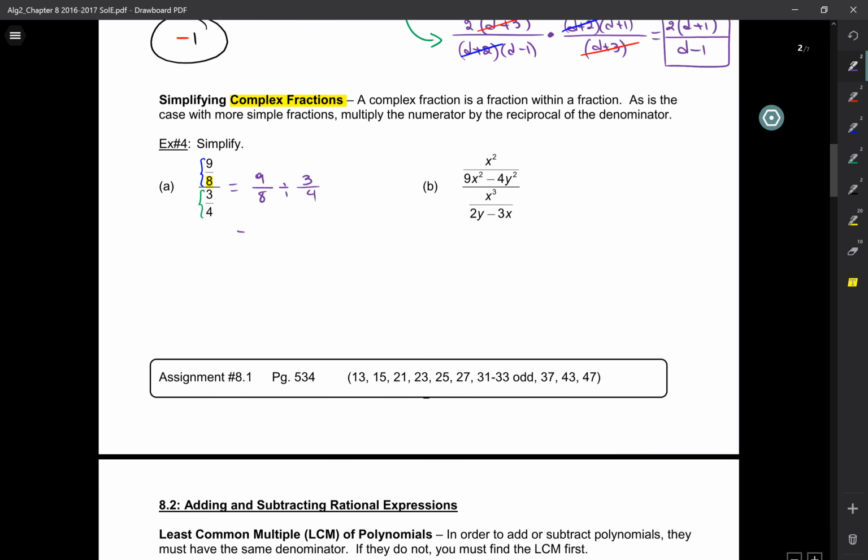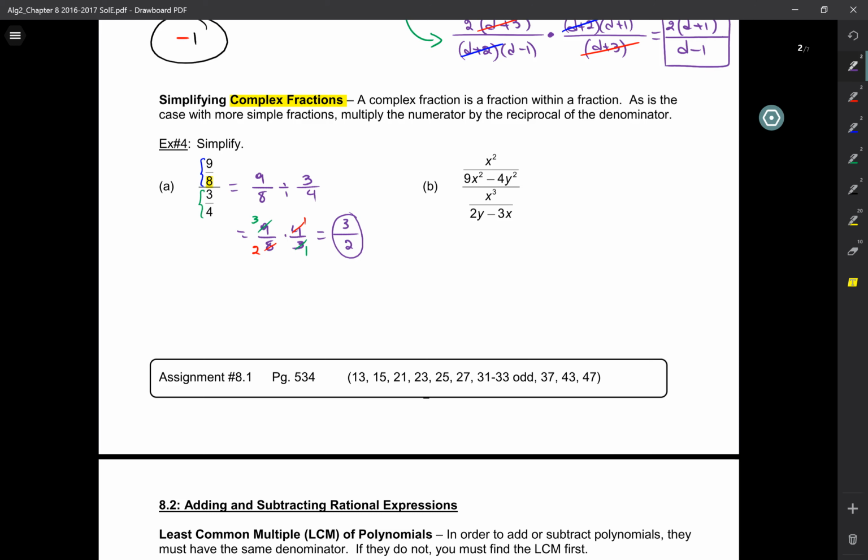So this will just be 9 over 8 times 4 over 3. Divide by 3's, you get a 3 here and a 1 here. Simplify by 4's, you get a 2 here and a 1 here. So this will be 3 over 2. Okay, this is still the same as what we used to do in the 4th, 5th, 6th grades.